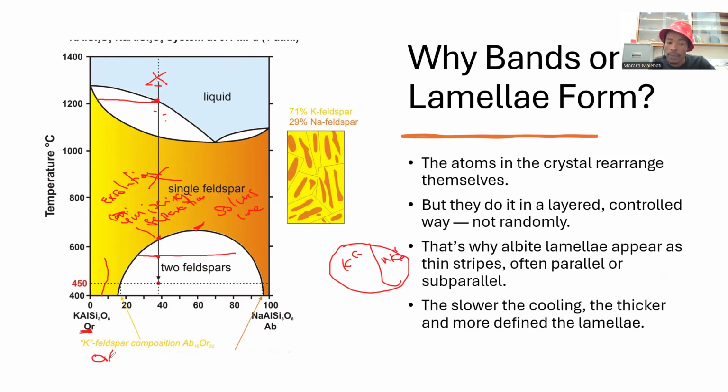So orthoclase is going to be the host, or K feldspar is going to be the host, and then this one is going to be the one taking the part here, the lamellae. Because you can see, remember, if I need to read the composition of the orthoclase, I need to study this side.